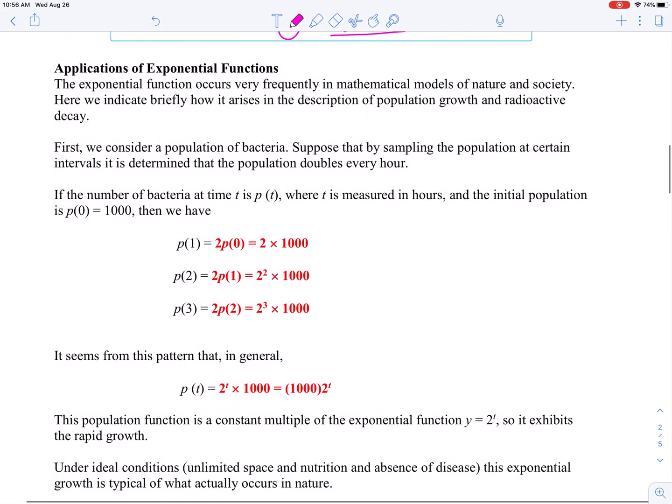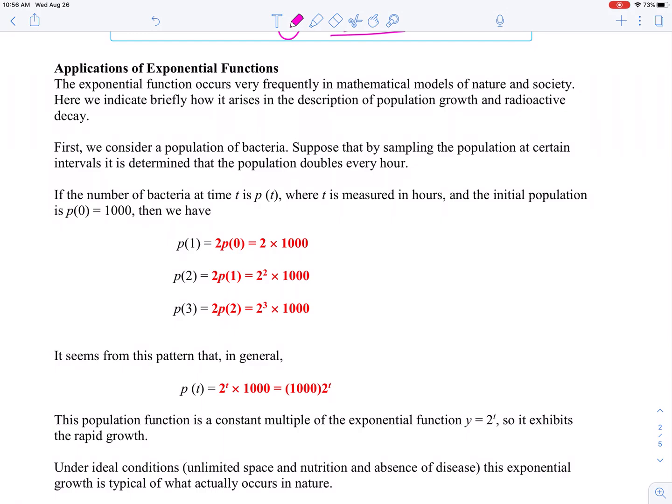Let's see, so here's an application of the exponential function. The exponential function occurs very frequently in mathematical models of nature and society. Here we indicate briefly how it arises in the description of population growth and radioactive decay. First, we consider a population of bacteria. Suppose that by sampling the population at certain intervals, it is determined that the population doubles every hour.